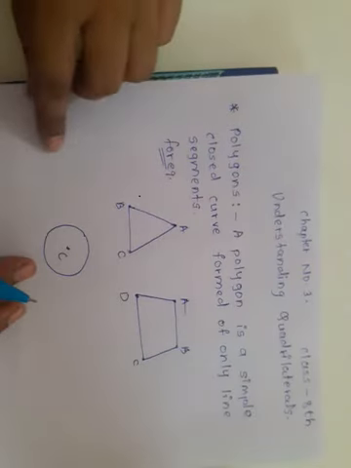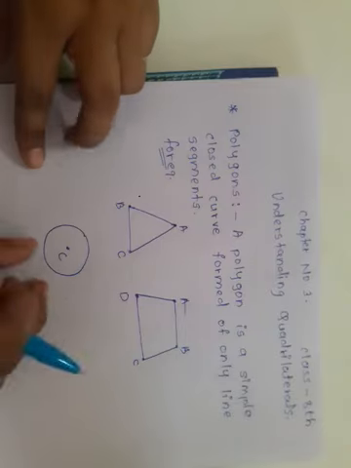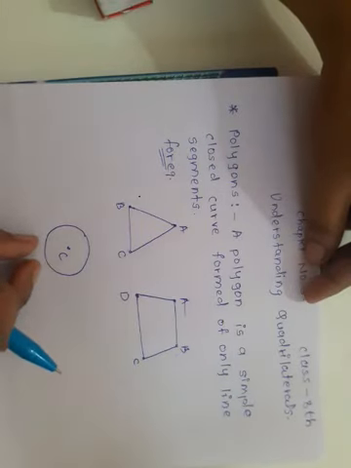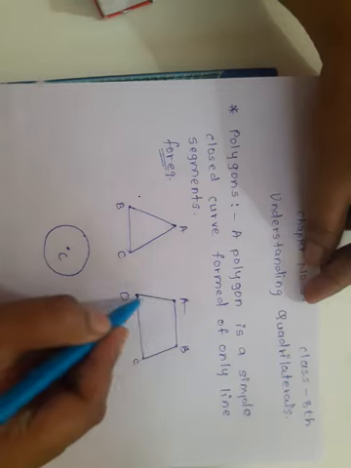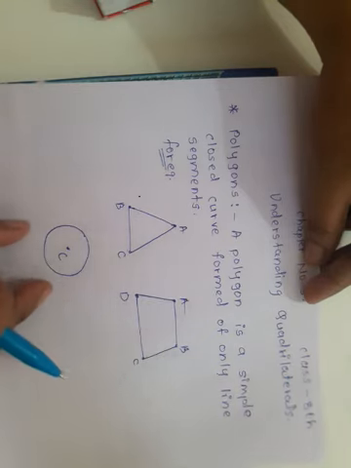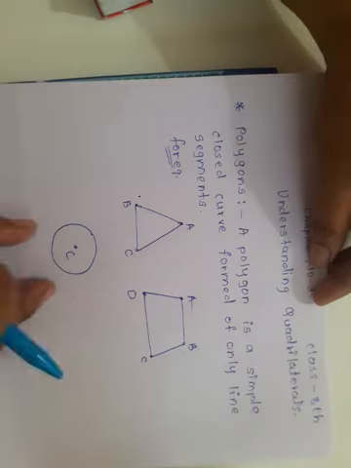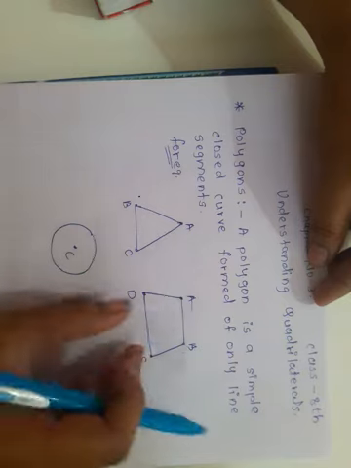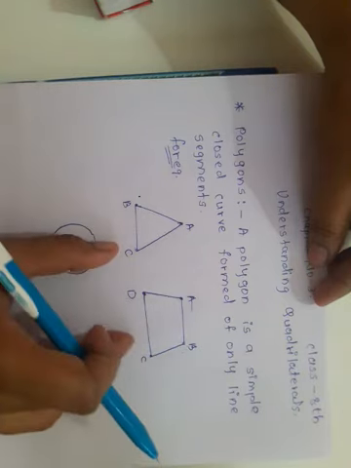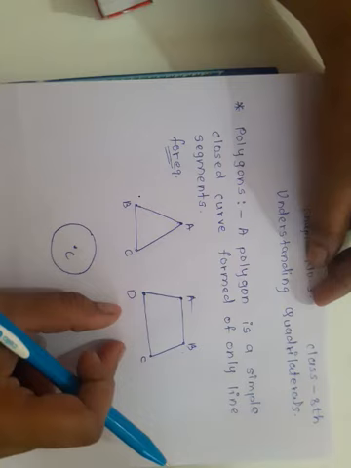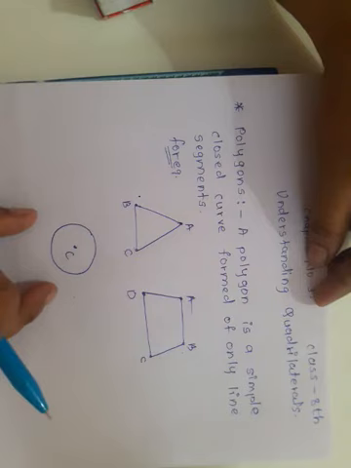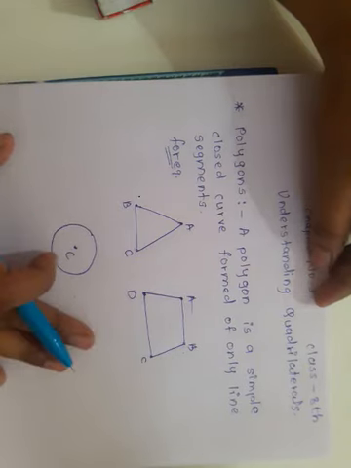Now see this circle having center C. Is this a polygon? Obviously not. It is a simple closed curve, but it is not formed of line segments. So this circle is not a polygon, because a polygon is a simple closed curve formed of only line segments. Triangle ABC and quadrilateral ABCD are examples of polygons. A circle is only a simple closed curve, but it is not a polygon.